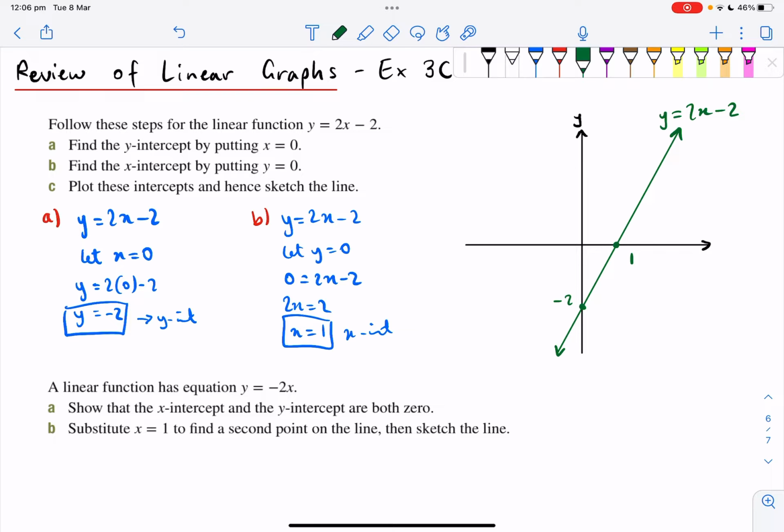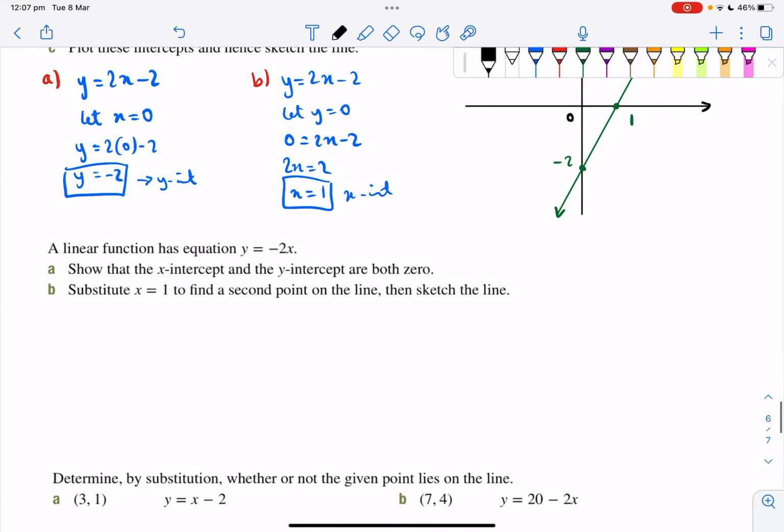That's how you sketch a line. So easy, so straightforward. Just find the x-intercept, find the y-intercept, plot them, sketch the line. All right, on to the next one.